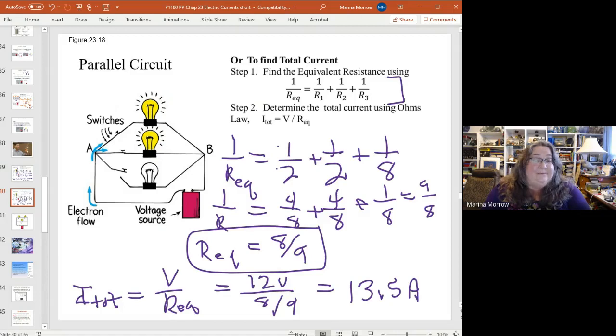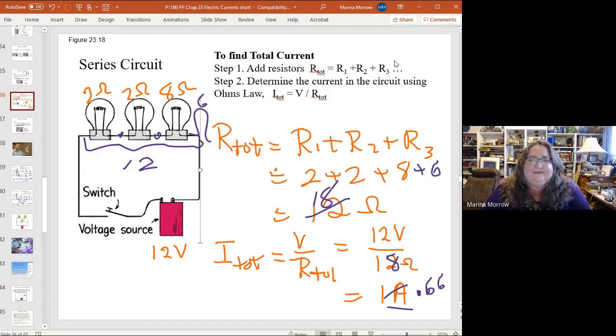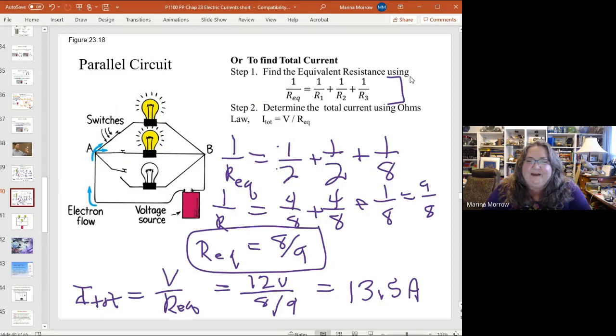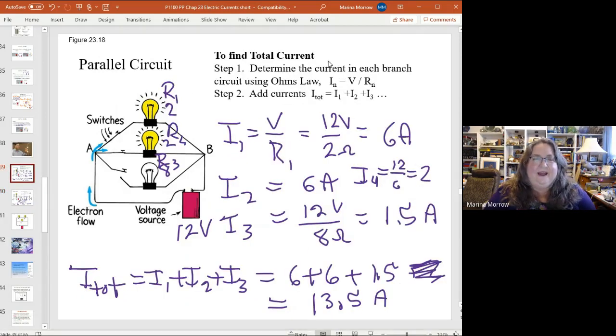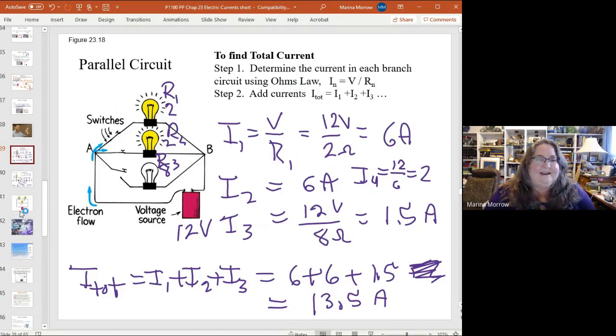Now, one problem with this is putting a branch, an additional bulb in. I would have to go back and recalculate my equivalent resistance. But otherwise, some people really like to do it this way. Because then the series steps and the parallel steps are kind of the same. For the series circuit, it was add the resistors, find that equivalent resistance, use Ohm's law. And so some people like that. Now you can find an equivalent resistance and use Ohm's law. So same steps. But like I said, I'm rather fond of this method. Find the current in each branch, then add the currents. All right, and that's the end of that section.